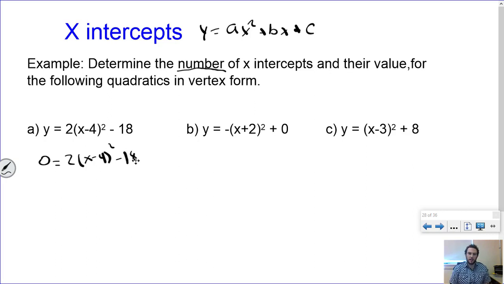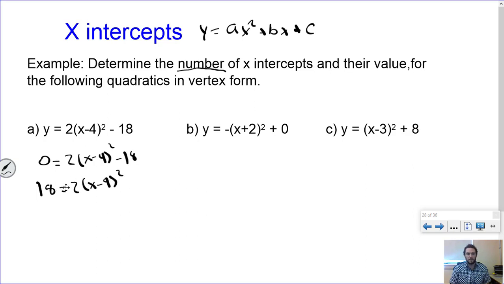So the first thing I need to get rid of is this -18. Well, how do you get rid of a -18? We bring it to the other side by adding it. So when we add it to the other side, we get +18. So 18 is equal to 2(x - 4)².